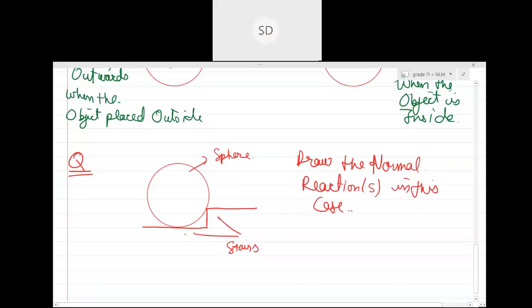So 1, 2. Ask me why. 2. These are at the stair's edge, exactly. There are two contact points of the stair. So can you see two contact points? One contact point is over here, and another contact point is over here. Yes or no, guys?